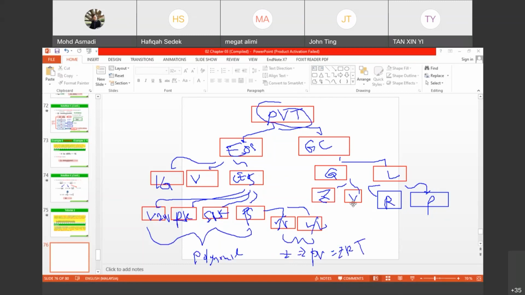Okay, this one is the same, PV equal to. This is just an expansion of the PV equal to ZRT equation. You have to determine Z and substitute into PV equal to ZRT. This one also similar.